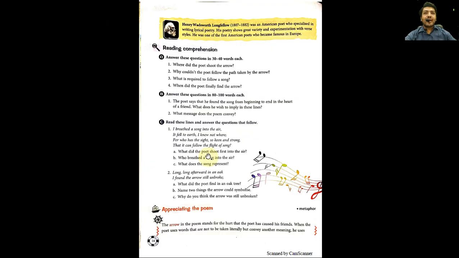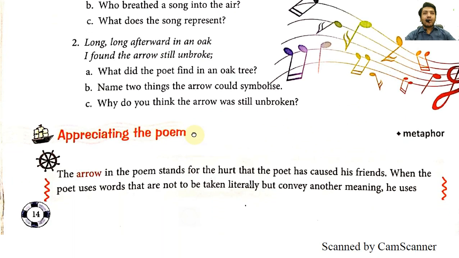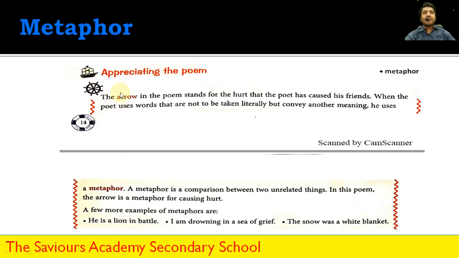So on book page number 14, you'll find, just after the questions, we have also done the questions, I suppose. So just after the questions, there is appreciating the poem, and the topic is metaphor. What is a metaphor? Okay, so let us read. The arrow in the poem stands for the hurt that the poet has caused his friends. When the poet uses words that are not to be taken literally but convey another meaning, he uses a metaphor. A metaphor is a comparison between two unrelated things.